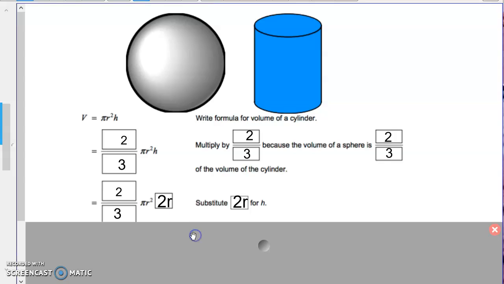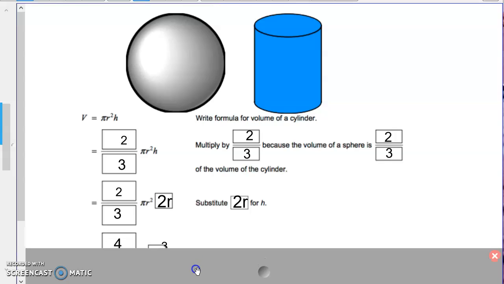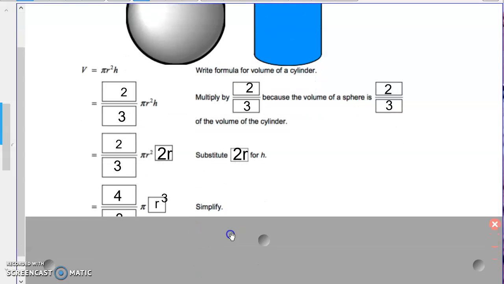Well, when you look at a sphere, you realize that the height is really actually just two radiuses. So instead of using a height measure for a sphere, we actually replace the h with two radiuses because the height of the sphere is really just 2r. So then I substitute 2r in for h. Then that can be simplified a little bit.